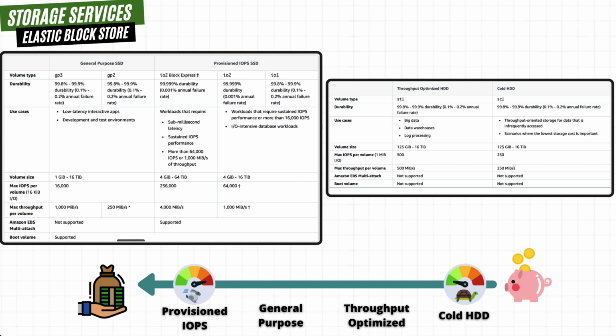All of this performance does come at a cost. So if you get something like an IO2 Block Express drive, just keep in mind you do pay for this performance increase. We also have throughput optimized and cold hard drives, which are much cheaper EBS volumes. The cost savings with these do come at a performance cost, as they perform much less than the regular EBS volumes. But they also have different use cases for them.